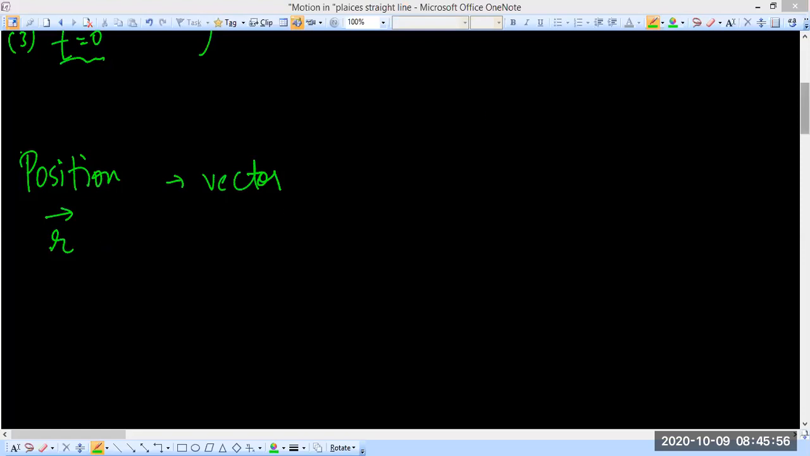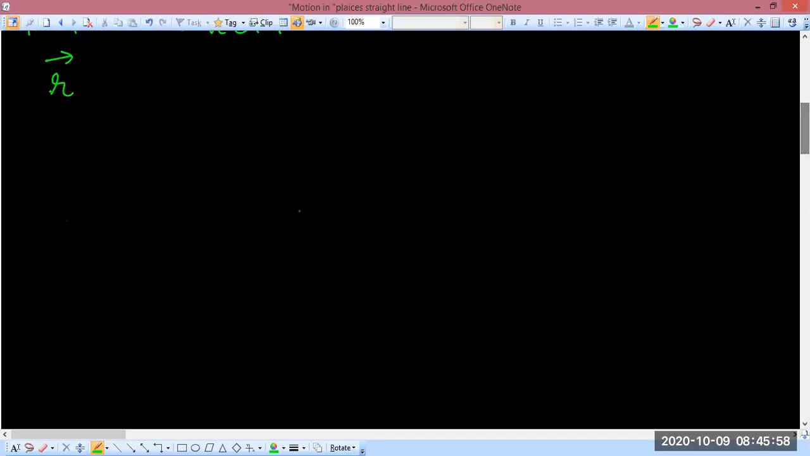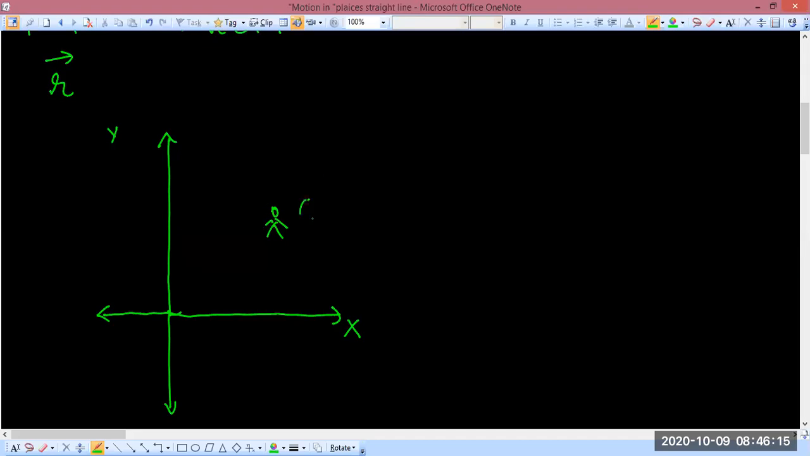Now listen to this carefully everyone. Suppose these are the axes and you take the position of some particle or some terrorist as usual. Let's say here's the terrorist, and suppose this terrorist is at position 3, 4 meters, and that's what we have reported. So do you agree that the position vector should be drawn from the origin to this point?